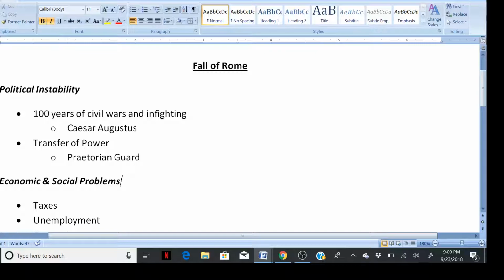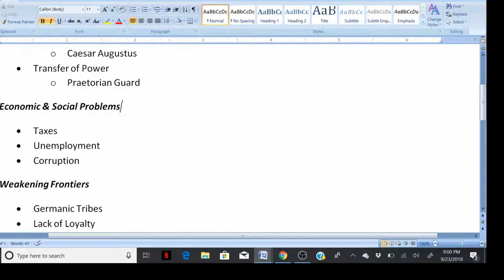As far as economic and social problems go, because of Rome's large army and the wars that it waged, it was very costly, and they had to have big amounts of taxes that they charged the people. And because of the heavy taxes, it caused a lot of people to go broke and become unemployed. And the unemployment was even furthered by the fact that large, wealthy farmers and businessmen were able to use slaves, whereas poor businessmen weren't able to really compete with these larger farms and thus went out of business.